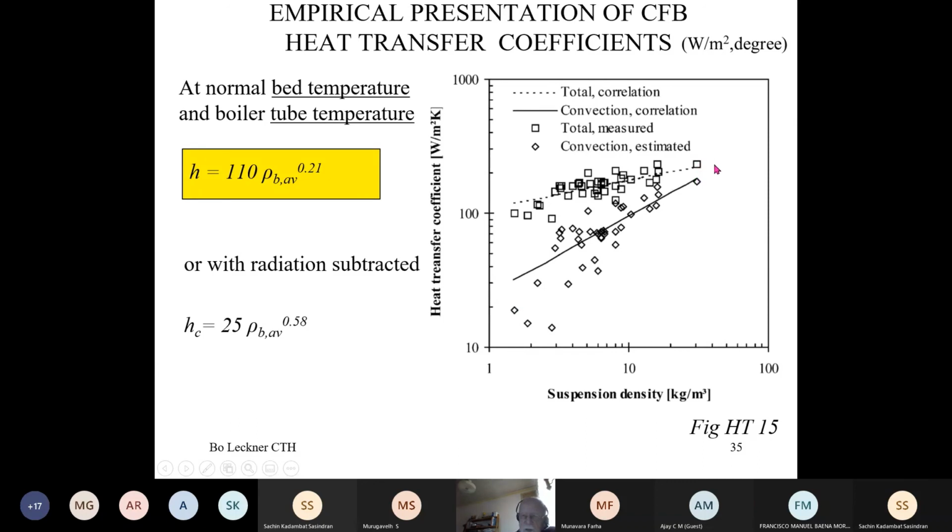When it is a very thick suspension, then the particle convection plays a role. But it is a logarithmic scale, so you have to consider this carefully. On the other hand, it is rather rough. So bed temperature is supposed to be in the normal range, 800 to 900, and the tube temperature is supposed to be 200 to 300 or something like that degrees centigrade. So it is rough. It could be improved.